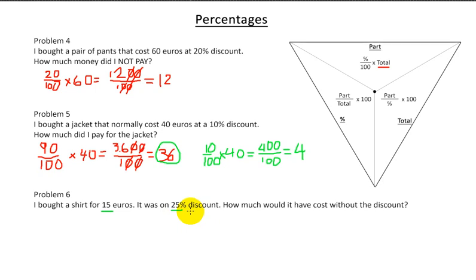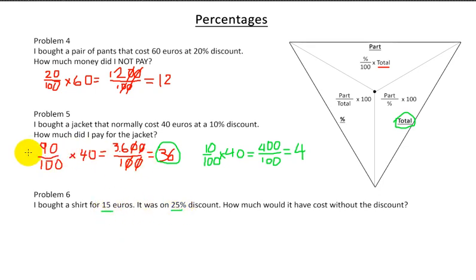So I need to take an extra step here before I start solving, trying to look for the total. And the extra step I need to take is to think, okay, what percentage did I pay? Since I did not pay 25% of the total, what percentage of the total did I pay? Because that is what 15 euros is. 15 euros is not 25% of the total. 15 euros is the part that I did pay.